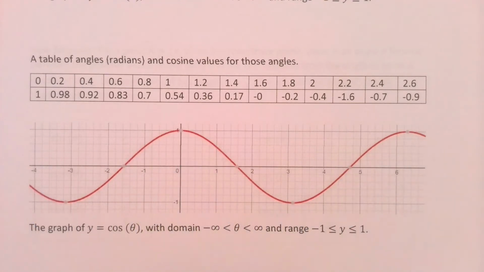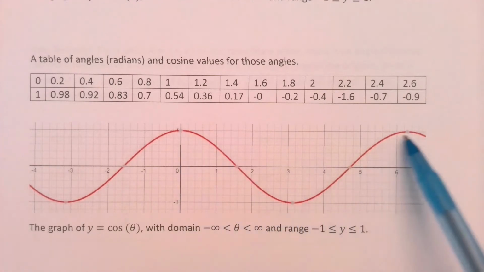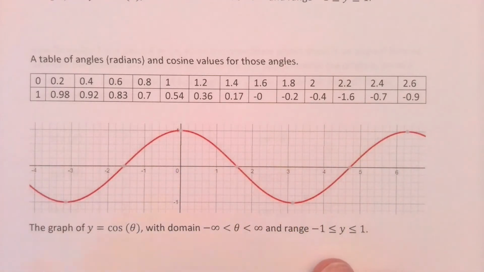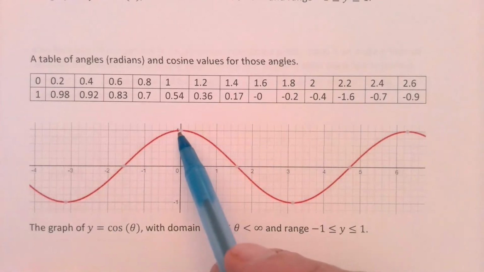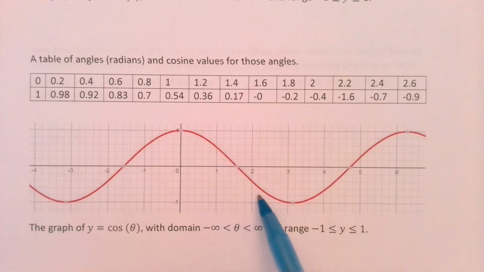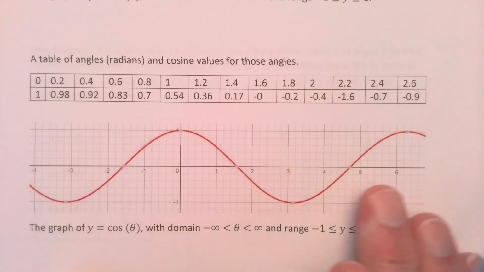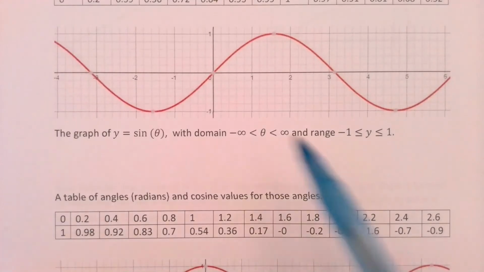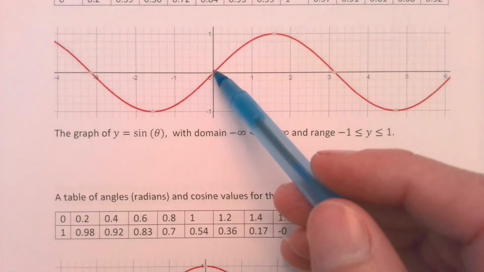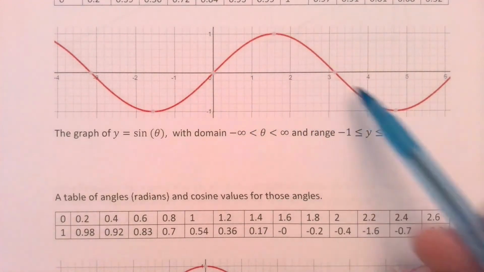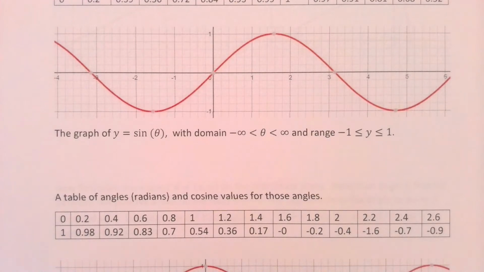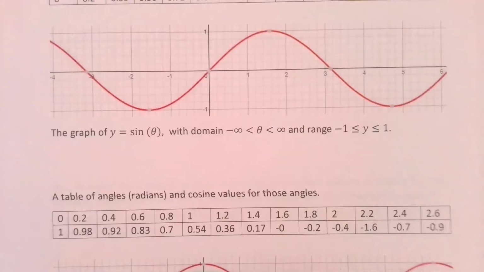It's got the same domain, negative infinity to infinity. It's got the same range. Y's can go as low as -1 and as high as 1, and they just repeat themselves periodically. So the big difference in these graphs is that the cosine graph begins at 0, 1, and as we proceed to the right, it decreases all the way to here, to -1. Whereas you may remember the sine graph begins at the origin and increases up to a value of 1 and then begins to decrease. A lot of similarities there and a few differences.